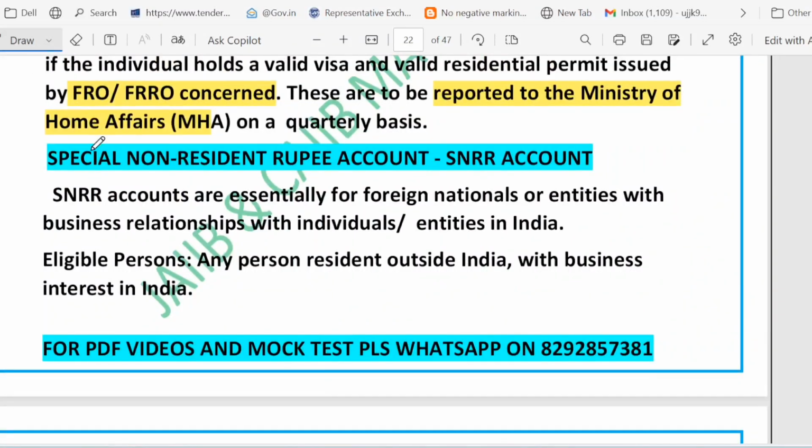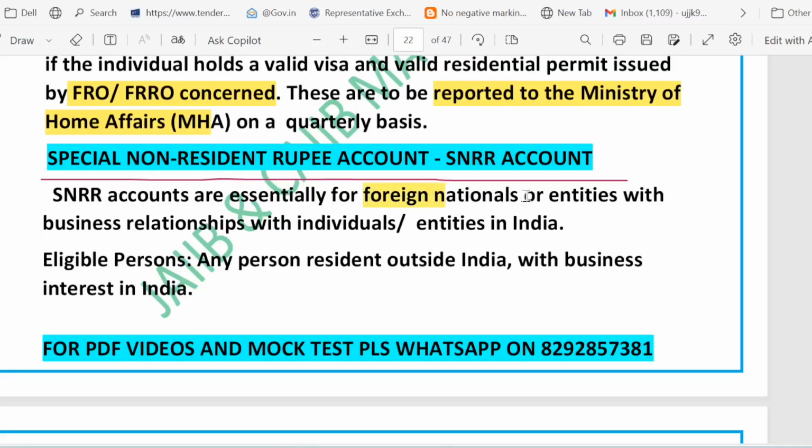Now let's talk about the SNRR account, which is called a special non-resident rupee account. So friends, do business with India but live abroad. So meet the SNRR account, a rupee bank account made just for foreign firms and people. So basically, who can open it? Any person or any company. See, two things are there: entities or person. Both mean the same. So any foreign national or entity.